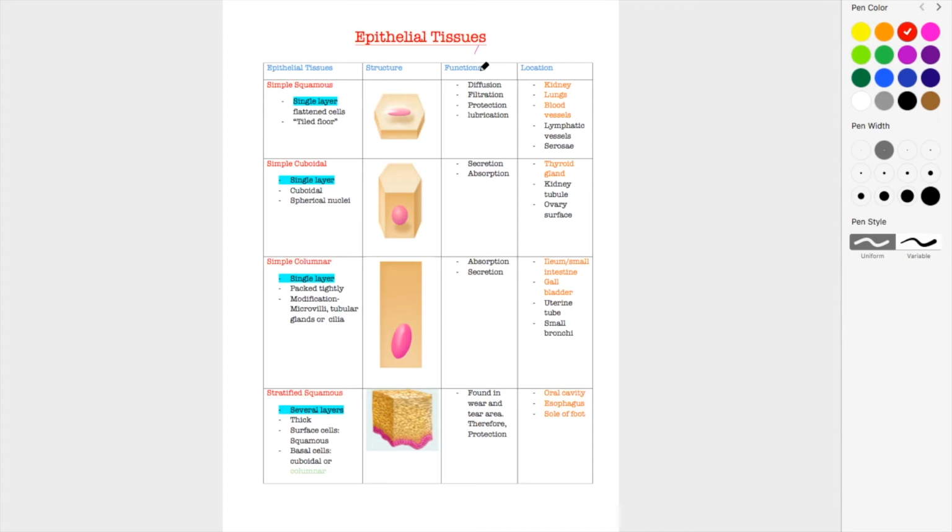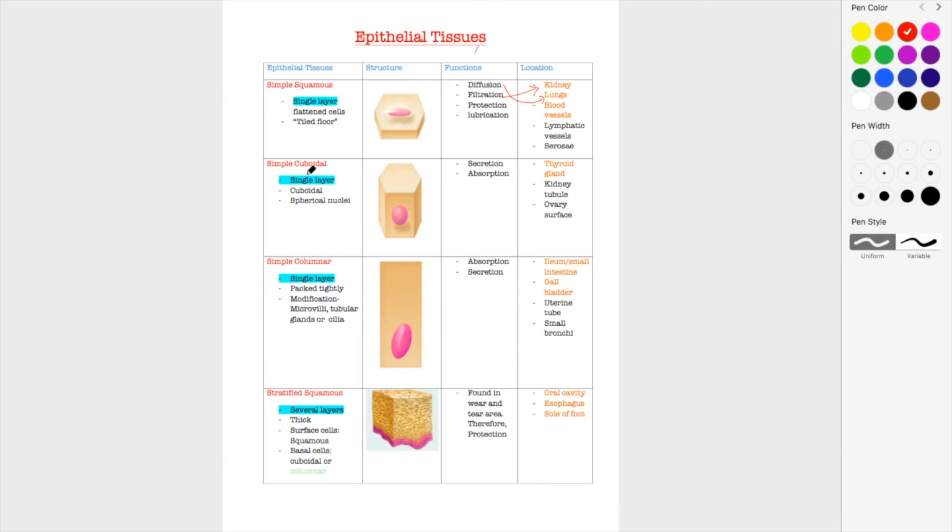The functions depend upon where they are present, right? Location, let's say the kidney, where they do filtration. Diffusion, in the lungs, right? So that's the idea here. Protection, maybe in the case of blood vessels, and lubrication in serosa. Those functions are related to the location of this squamous type of simple epithelium.